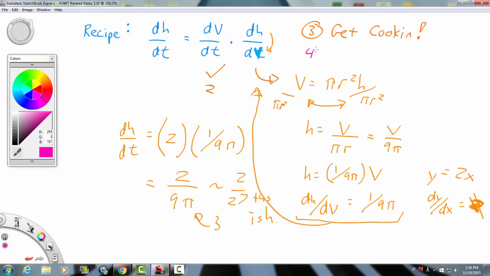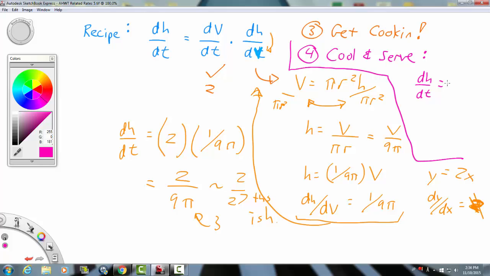Okay, so I never like to end without my 4th step. Cool and serve. Because we need to make sure that this answer is ready to go. We have dH/dt equals, let me cut this off over here. Sorry. dH/dt is 2 over 9 pi. But what is that? 2 what? 9 pi what? I don't know.